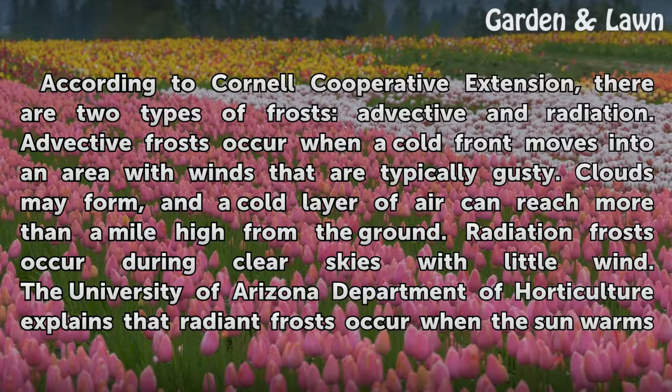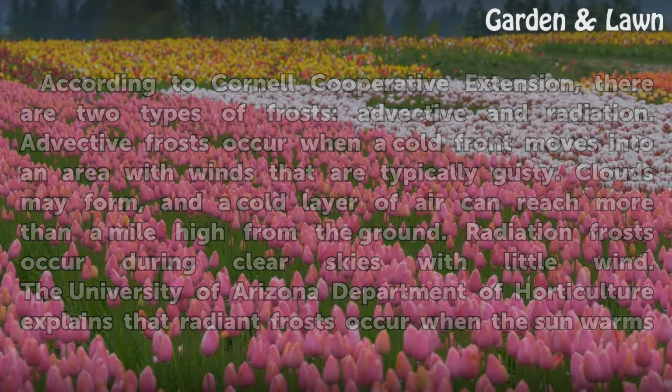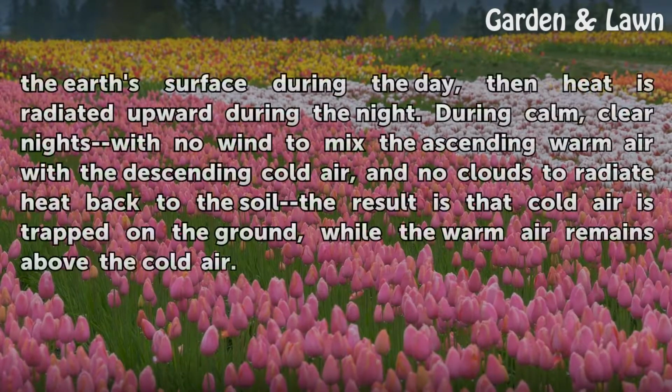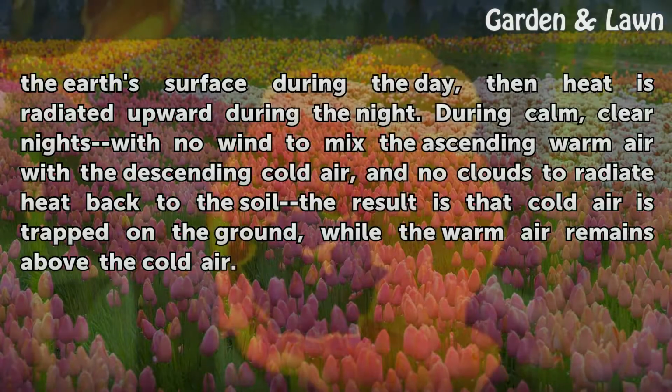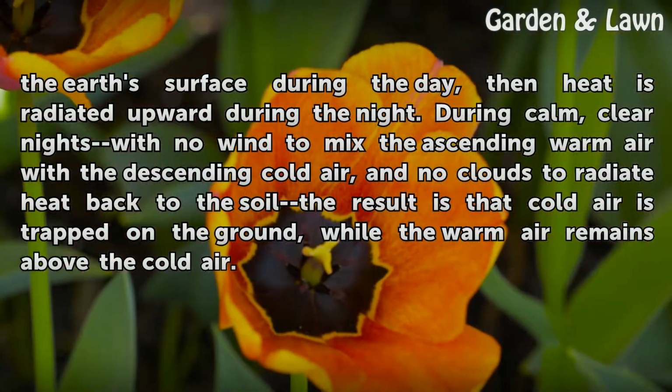Radiation frosts occur during clear skies with little wind. The University of Arizona Department of Horticulture explains that radiant frosts occur when the sun warms the Earth's surface during the day, then heat is radiated upward during the night. During calm, clear nights with no wind to mix the ascending warm air with the descending cold air, and no clouds to radiate heat back to the soil, the result is that cold air is trapped on the ground, while the warm air remains above the cold air.